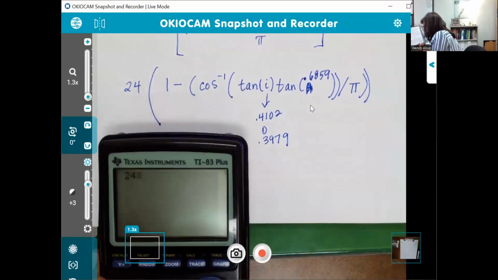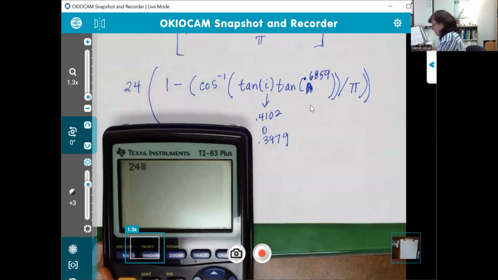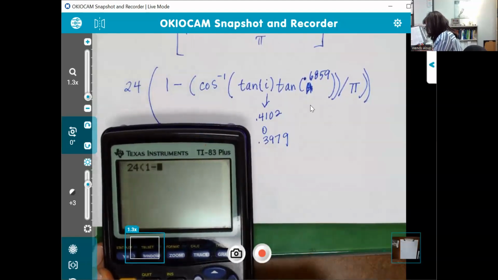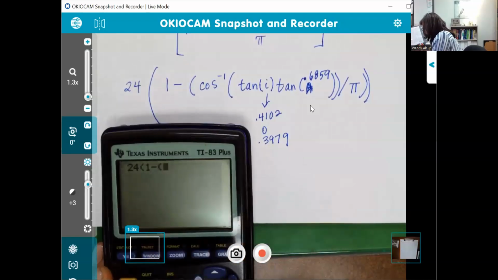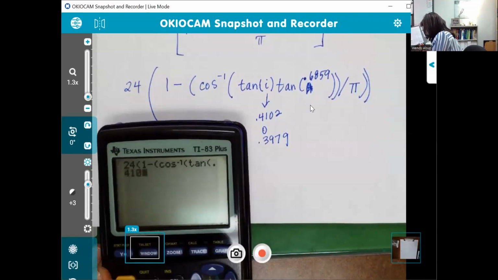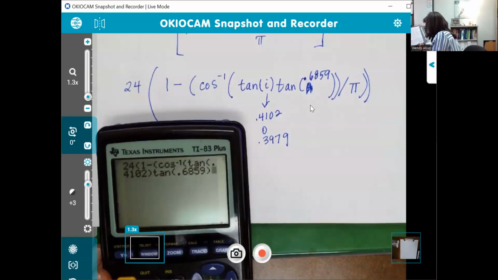24 times parentheses 1 minus the parentheses of the inverse cosine of tangent I. My first I is 0.4102. I'm closing that tangent, times the next tangent. And that one's going to be 0.6859. I'm closing that tangent. Now I've got to close the entire inverse cosine.